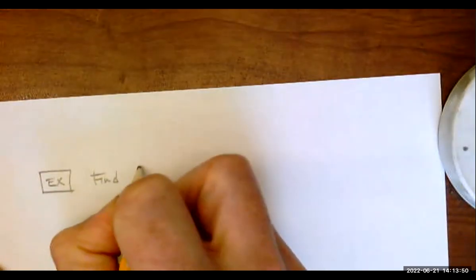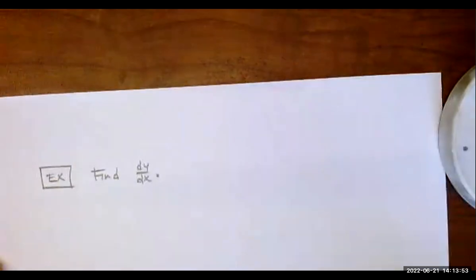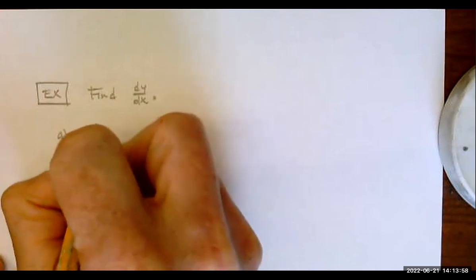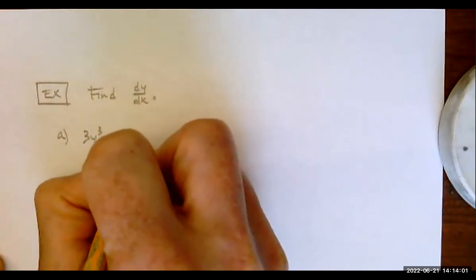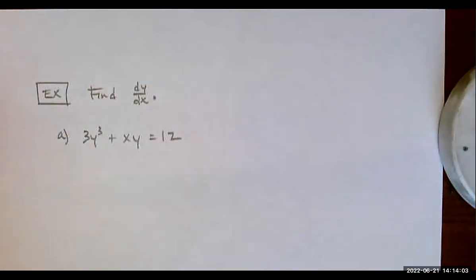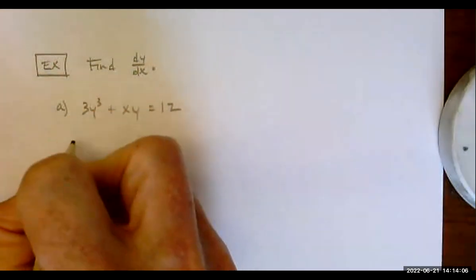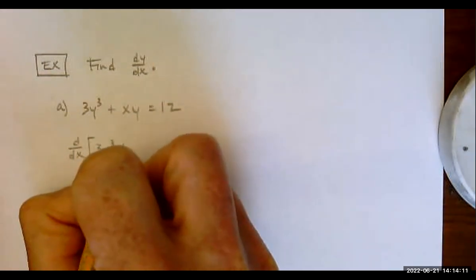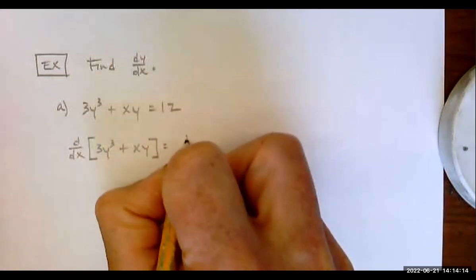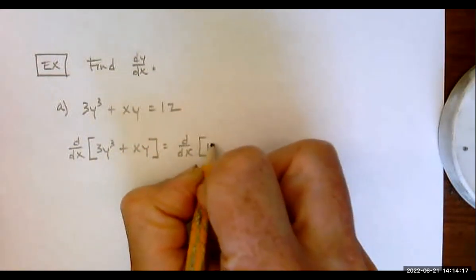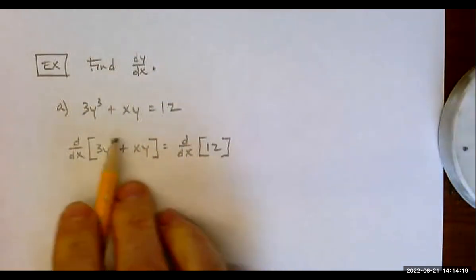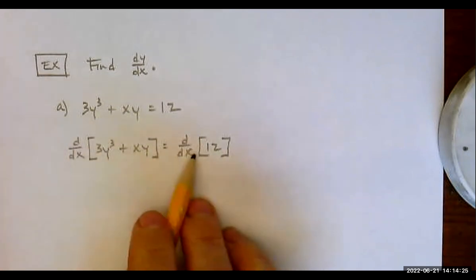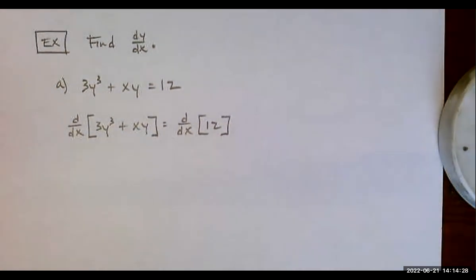Find dy over dx. Okay, part A, 3y cubed plus xy equals 12. All right, I'll begin by taking the derivative of both sides with respect to x, and I like to slow myself down and just write this out right here. So the d over dx applied to the left, d over dx applied to the right, the derivative of what follows with respect to x, like that.